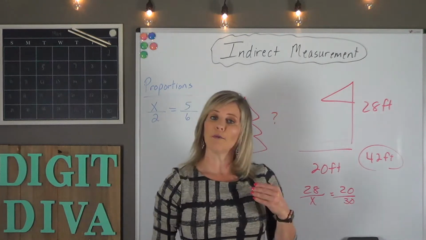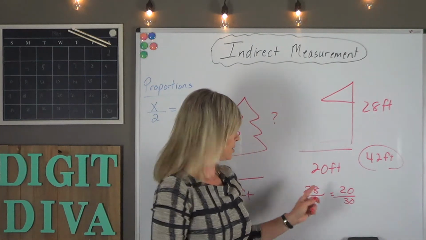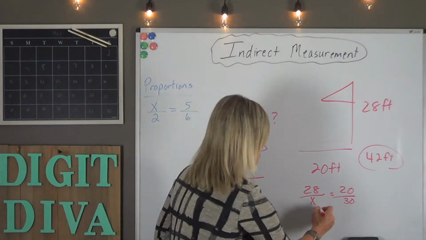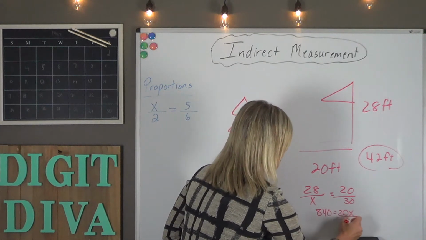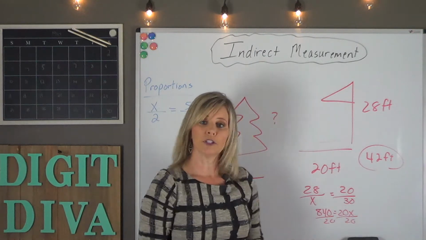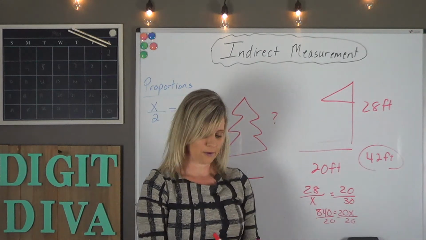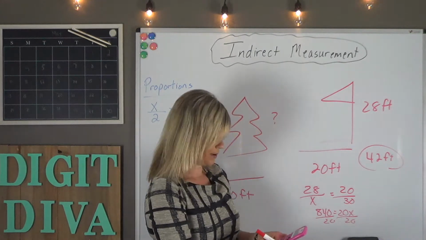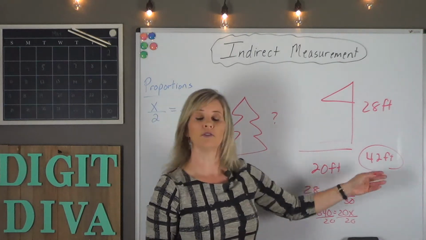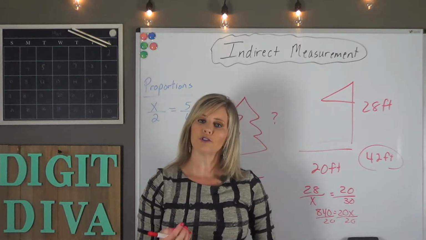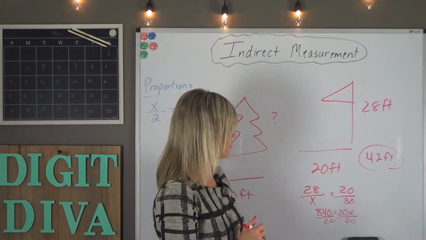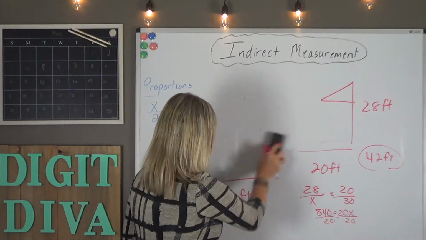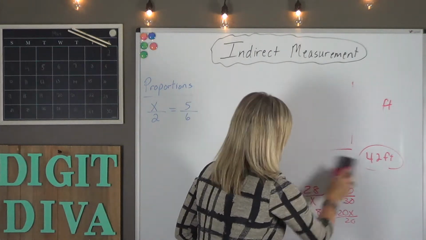And notice, I'm still multiplying the same numbers. 28 times 30, which would give us 840, is equal to 20x. And then if we do the math, we're still going to come up with 42. So again, 840 divided by 20 would give us 42 feet. Okay, so there's usually always two ways to set up a proportion. It's just your preference. Okay, so let's move on to the next problem.